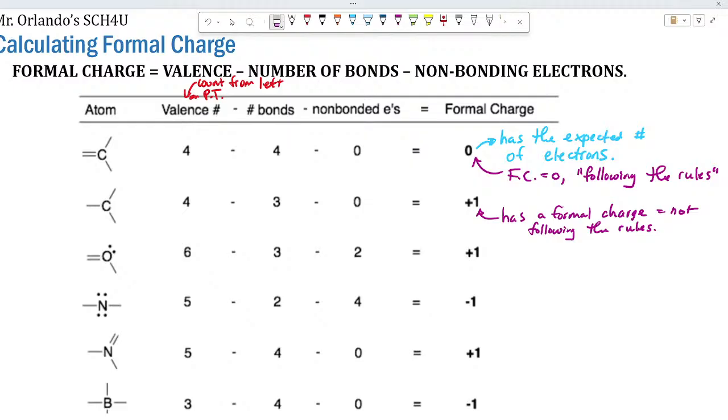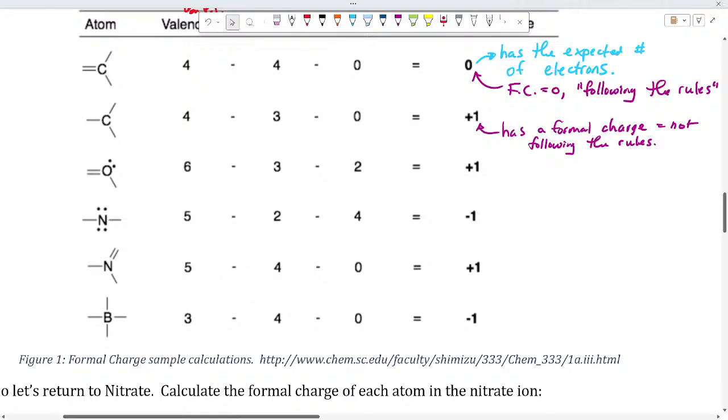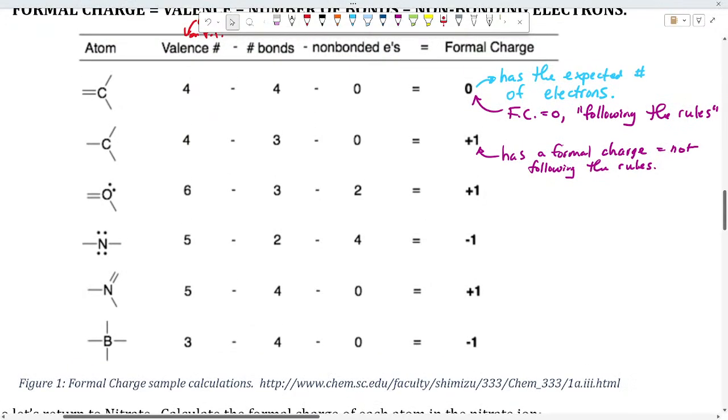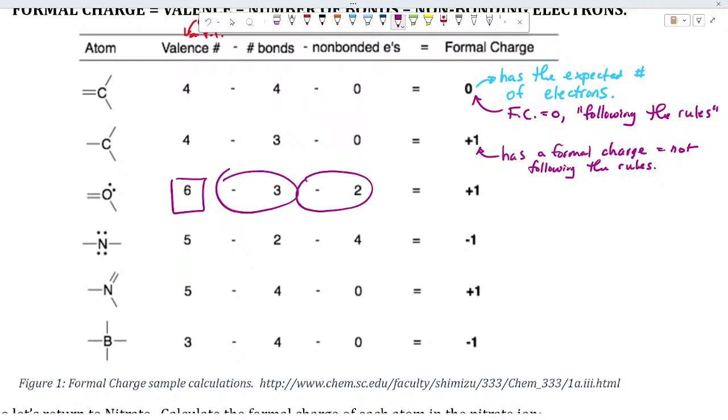Okay, so you can look at all these examples. I don't want to go through all of them, but I'll go through another couple. If you look here, oxygen. We know oxygen normally has how many electrons? 1, 2, 3, 4, 5, 6. Then we take away how many bonds it's making. How many bonds is oxygen making? 3, so we take away 3. Then we take away how many lone electrons it has. In this case, it has 2, and so it is given a formal charge of plus 1. Does that make sense? This is how we calculate formal charge.